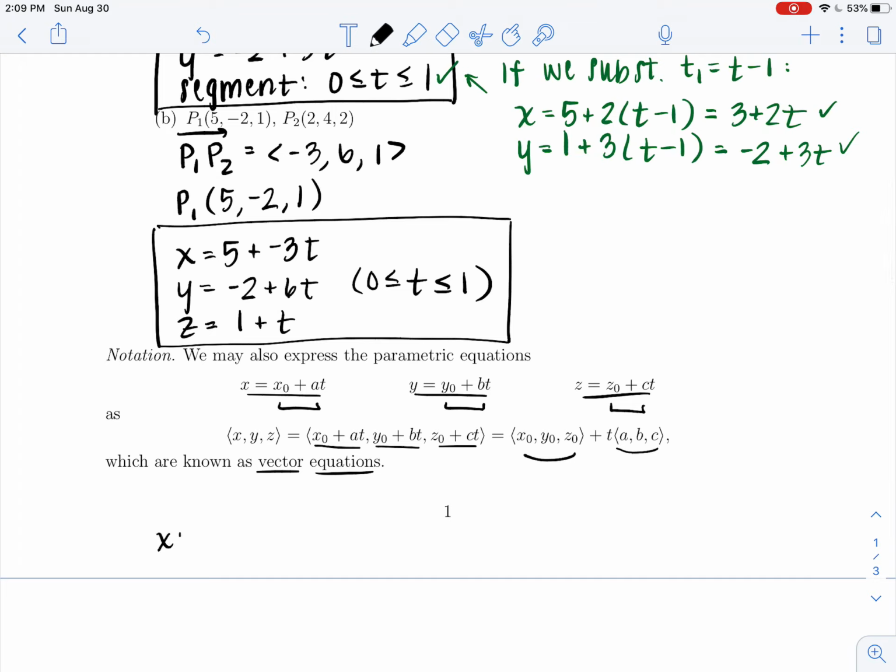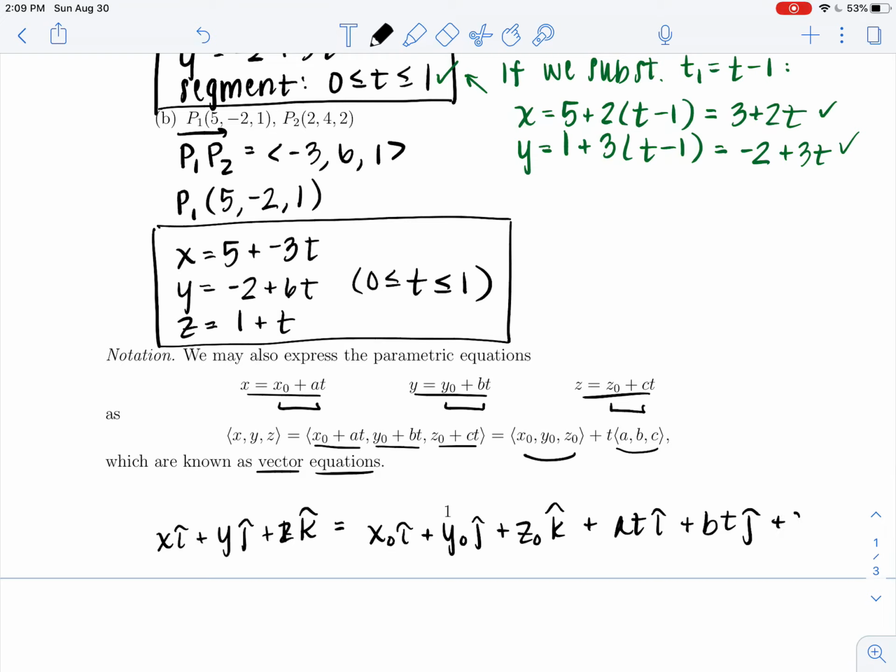One other thing to note is you can also write these out in IJK notation. So equivalently, you could say x i hat plus y j hat plus z k hat equals x naught i hat plus y naught j hat plus z naught k hat plus At i hat plus Bt j hat plus Ct k hat. All right, so you'll notice I don't use this notation as much because I find it a little bit clunkier. I tend to use the bracket notation, but the IJK notation holds just as well here.